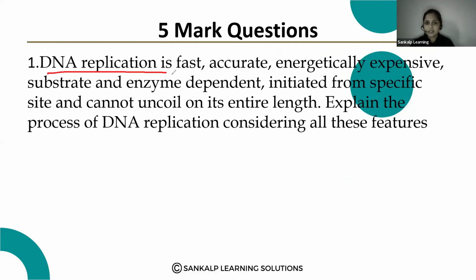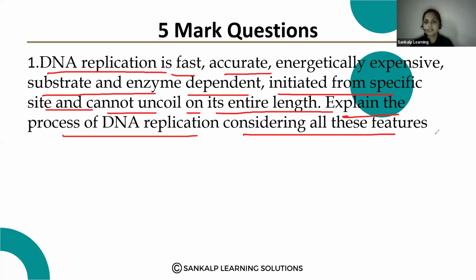DNA replication is fast, accurate, energetically expensive, substrate and enzyme dependent, initiated from a specific site and cannot uncoil on its entire length. Explain the process of DNA replication considering all these features. By using all these features, you have to explain the DNA replication.